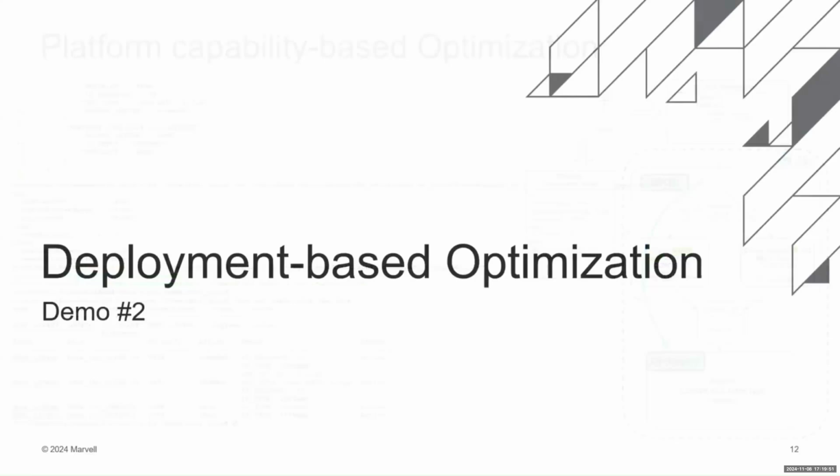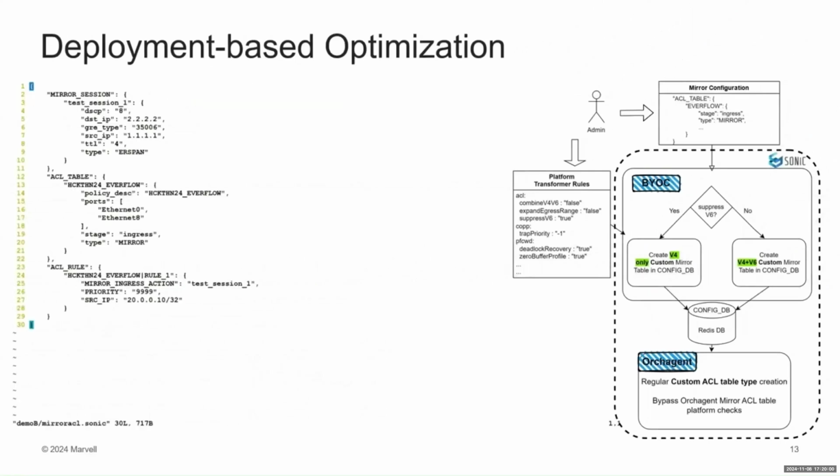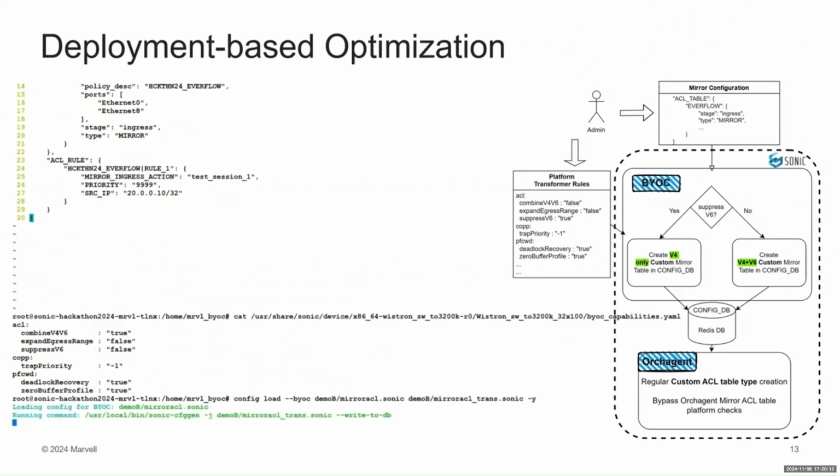Demo 2 showcases the deployment-based optimization. Let's take a look at a sample user SONiC configuration for mirror. Orange highlights the mirror session information, green highlights the flow-based mirroring using ACL table type as mirror. The platform rules file contains suppress v6 as false. We'll run the BYOC tool with the user config using SONiC config load command.